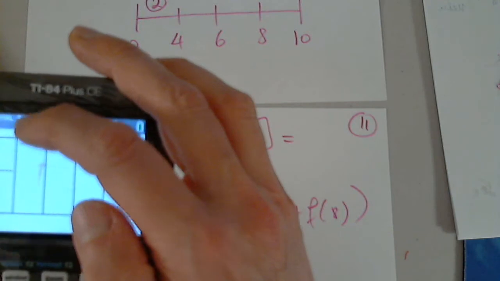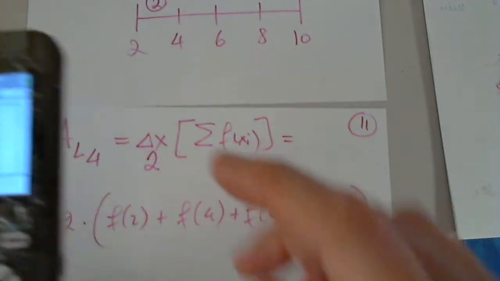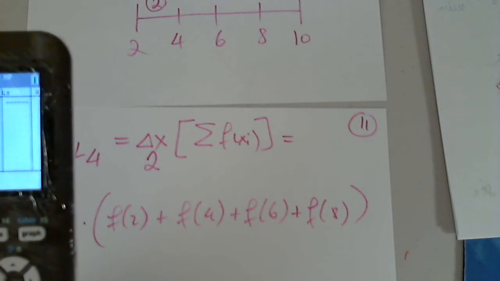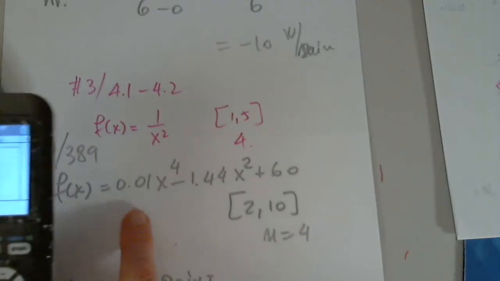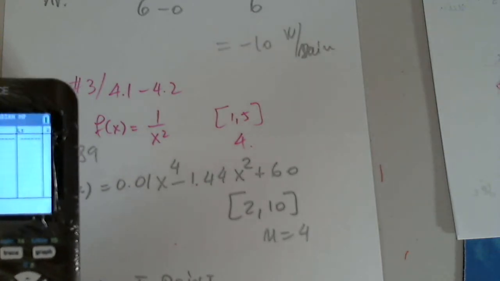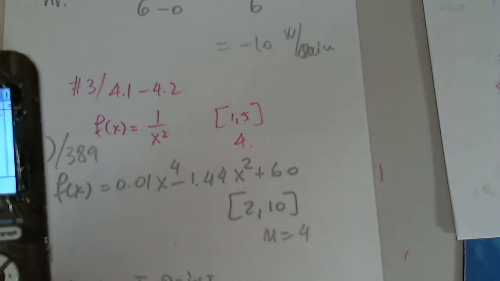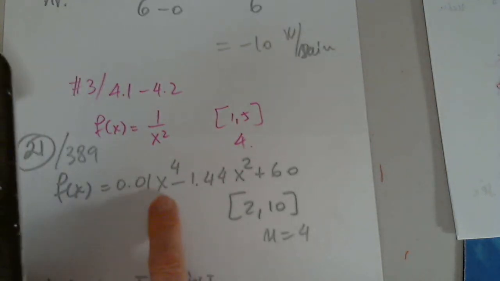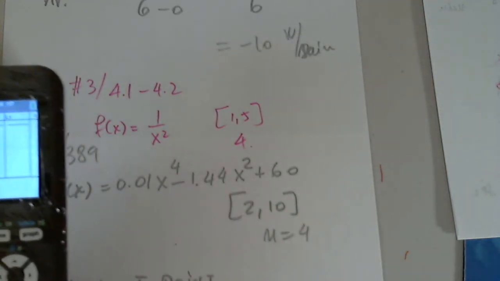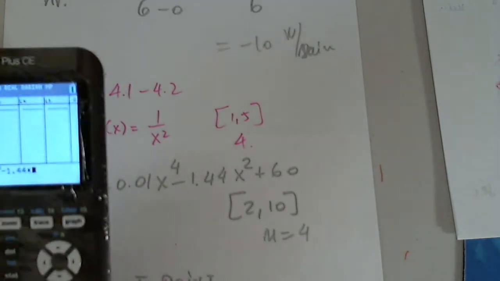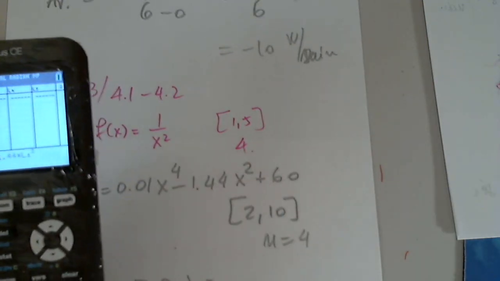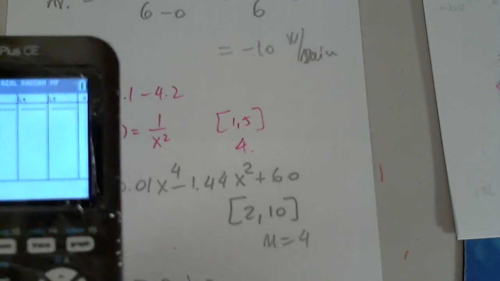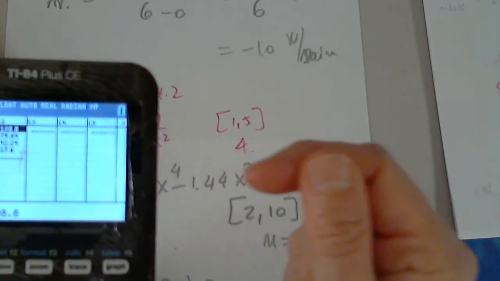In list L2, I highlight the top of the list, and I put in 2 multiplied by the function, which is 0.01 multiplied by list L1 to the power 4, because that's where x is, minus 1.44 multiplied by list L1 squared, and plus 60. Close the parenthesis, and when you press enter, you get all these answers in a blink.